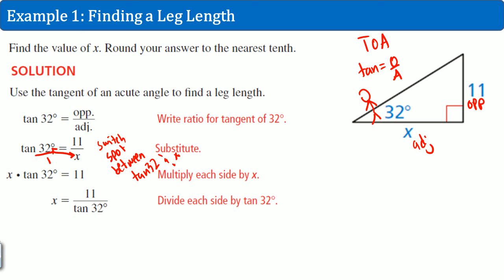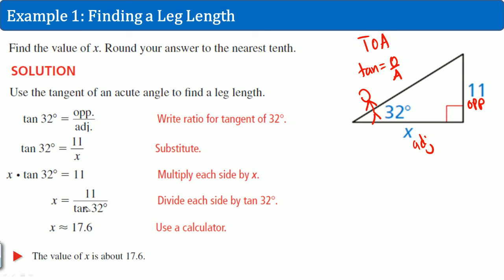Okay, those are what are switching spots. That's how they got to this step down here. All right, that's essentially what you are doing. If you multiply, then you divide. Then if you plug that into the calculator, you have to use decimals. 11 divided by tan 32, you should get the value of x is approximately 17.6. So you could say that the value of x is 17.6.